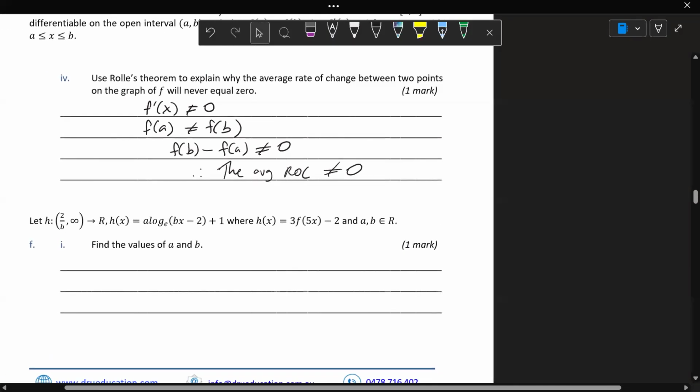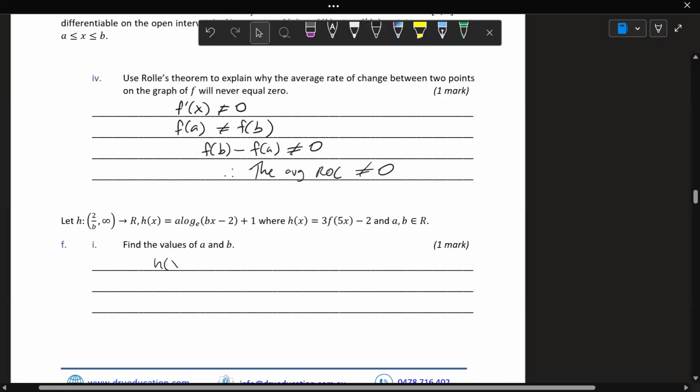Okay. Find the values of a and b. I think just put this into your CAS. So you end up with h of x is equal to 9 ln 15x minus 2 plus 1. So a is just 9 and b equals 15.